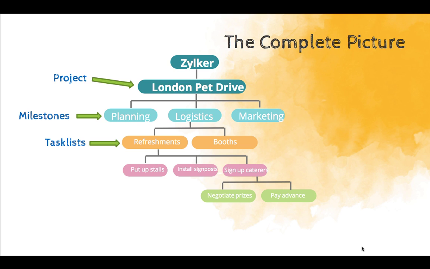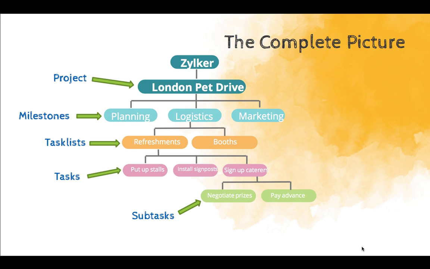And under each of the task lists, you have a set of tasks. Here, as you can see, there are 3 related tasks that come under the refreshments task list: putting up stalls, installing signpost, and signing up caterers. And finally, if you feel any of the tasks can be further broken down, you can do that by adding subtasks. So this is the entire hierarchy.